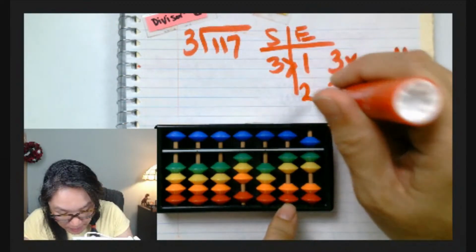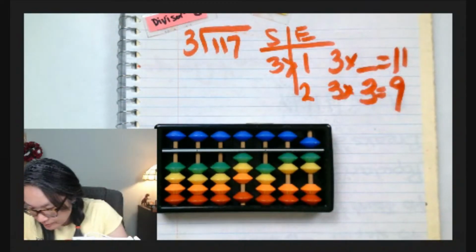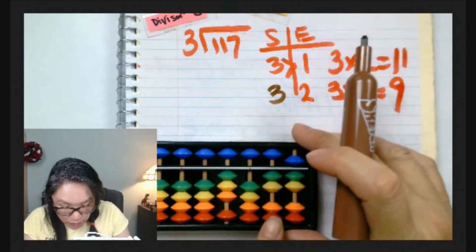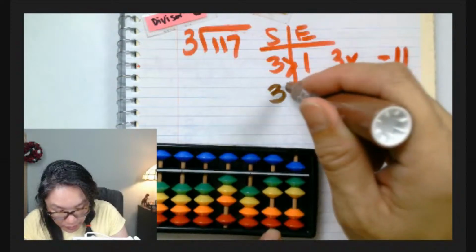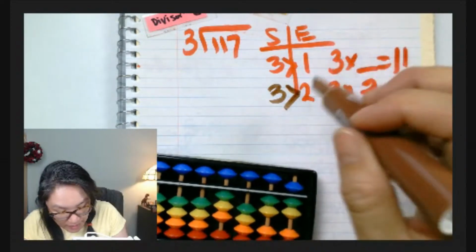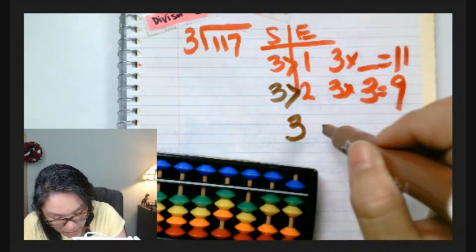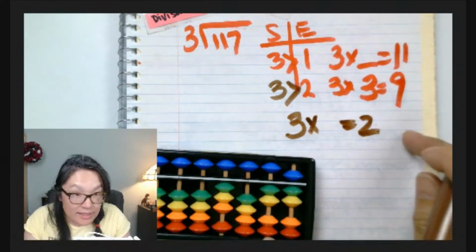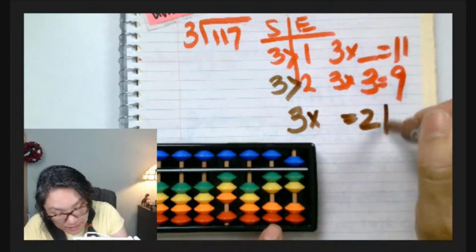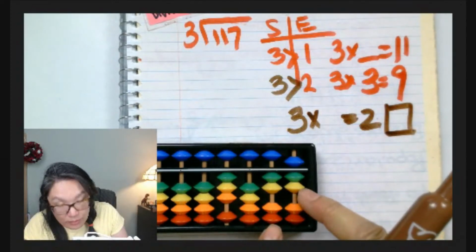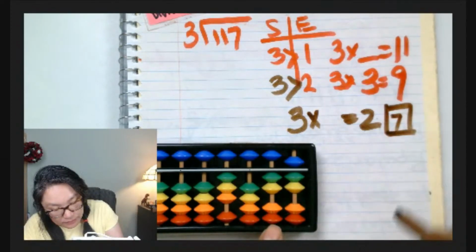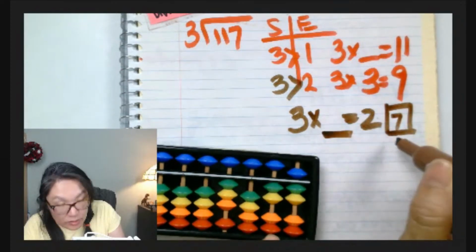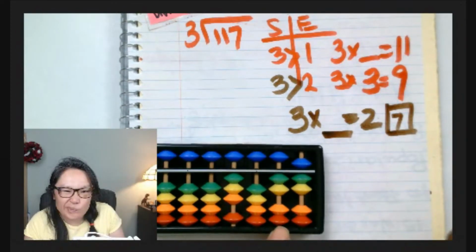2 is my dividend. 3 is my divisor. So when I look, 3 is bigger. Why? Because I cannot divide 3 into 2. I need the second number. I need this number. That number is 7. So 3 times what is equal to 27 or less?